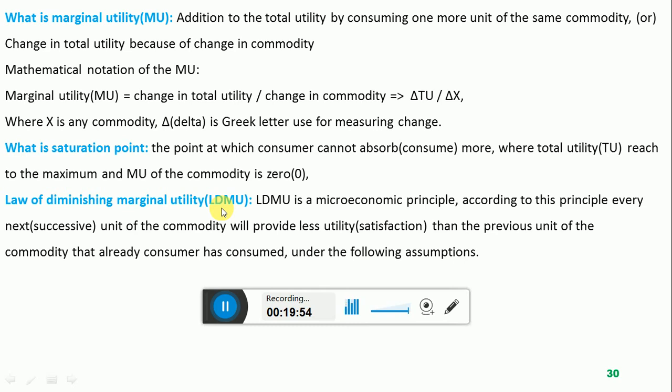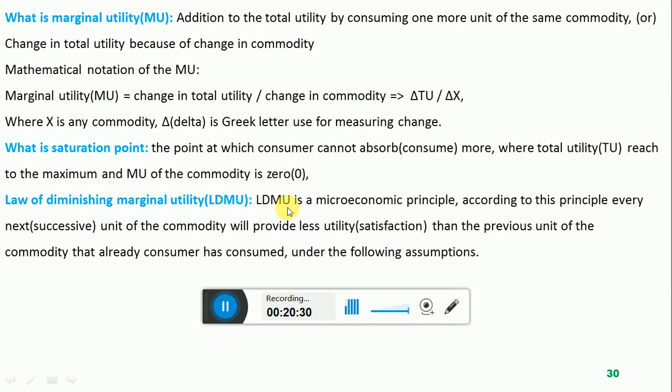According to the law of diminishing marginal utility, every successive, meaning next, unit of the same commodity that the consumer consumes continuously will provide him less and less satisfaction. Law of diminishing means decreasing. According to this law, every next unit will provide less utility than the previous one. So this law is called the law of diminishing marginal utility.